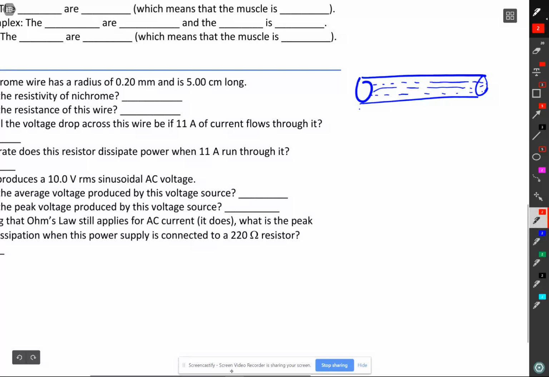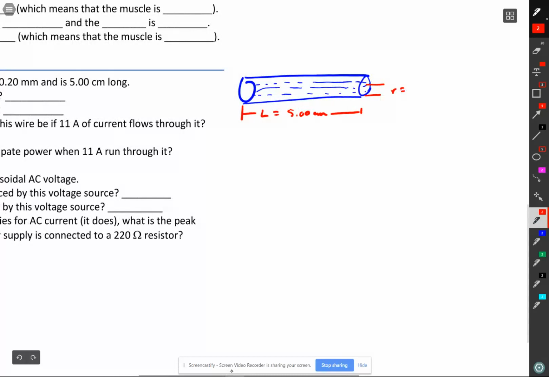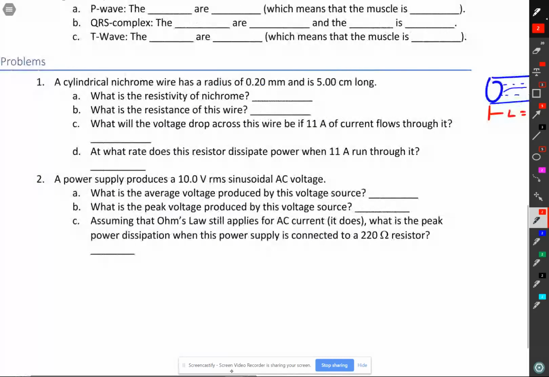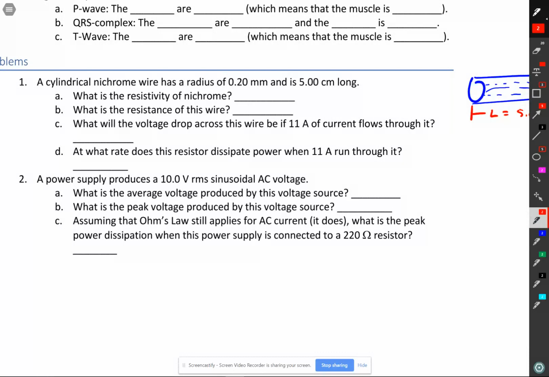Radius. Oops, only 1 0. So there we have the wire. And the first question we're asked is, what is the resistivity of nichrome? So you just look this up in the table.